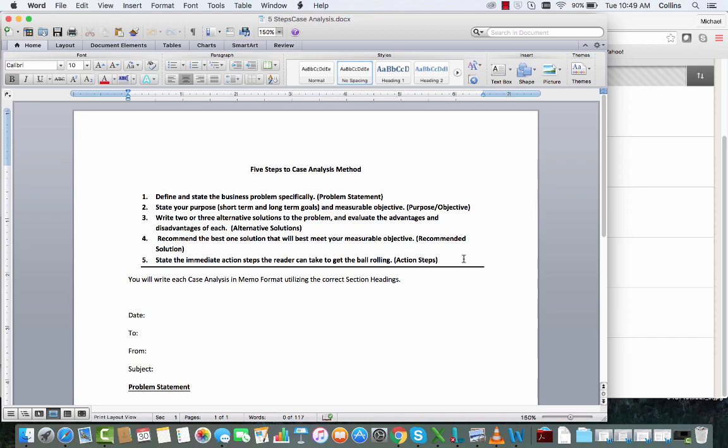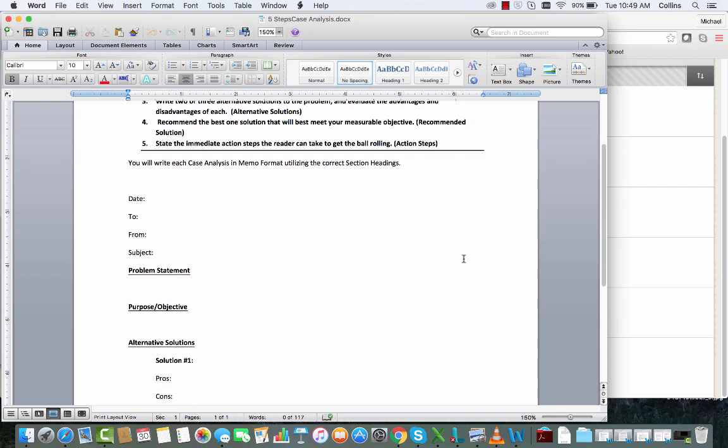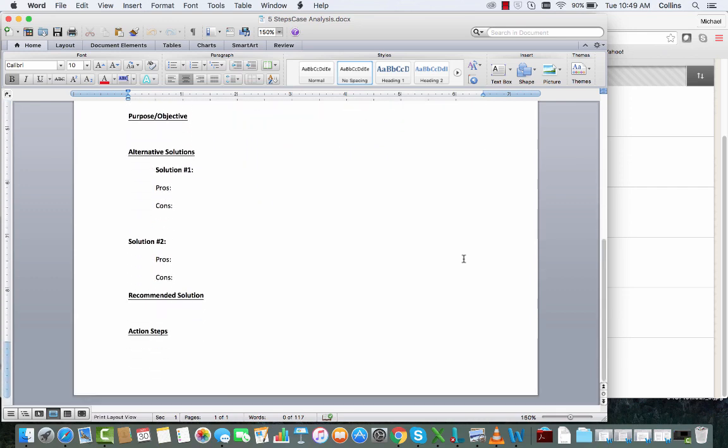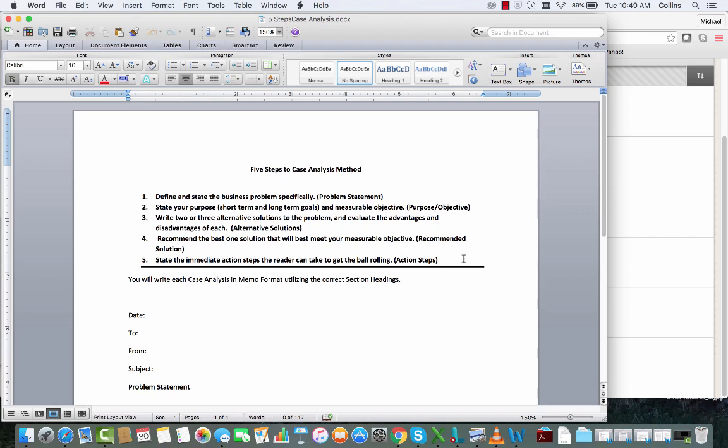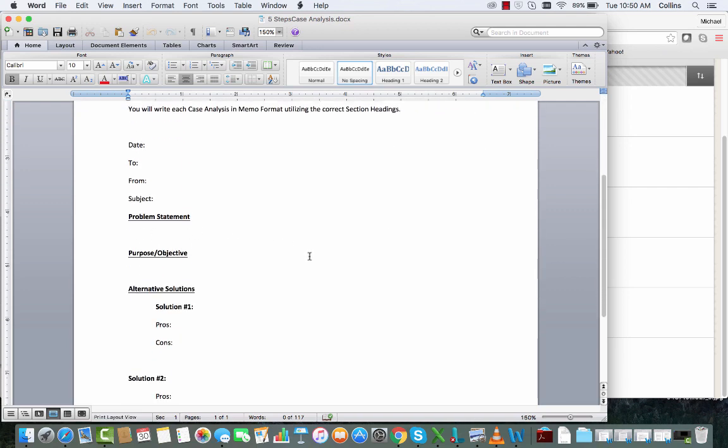Okay, so this is how you're going to solve the problem. You're going to read this case, and by a page and a half, you're going to follow this format exactly. This is a job aid to assist you, but the first thing you're going to do is define and state the business problem specifically, and that'll go right here.